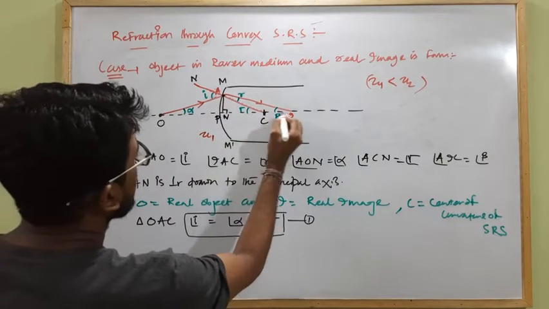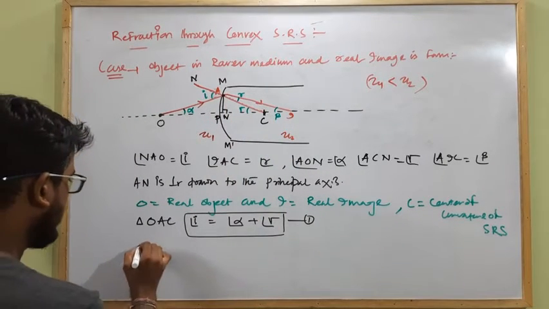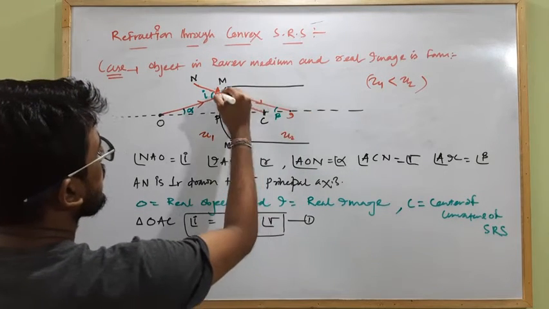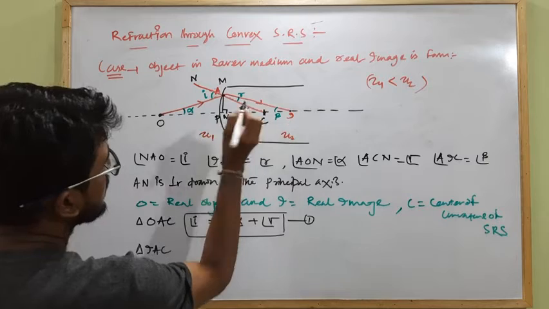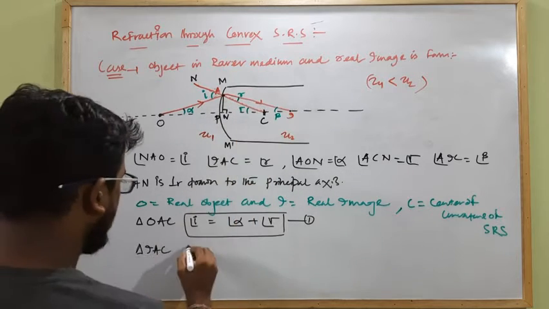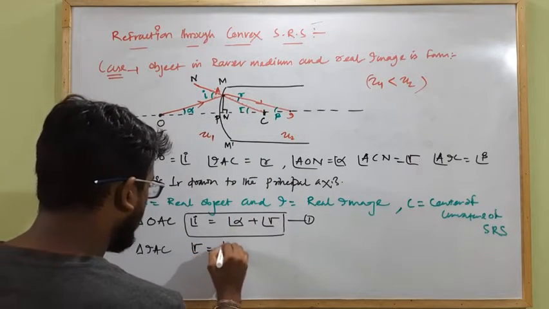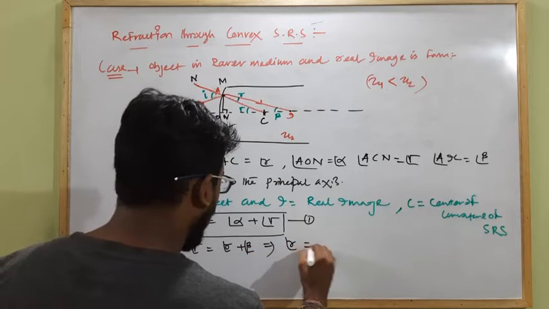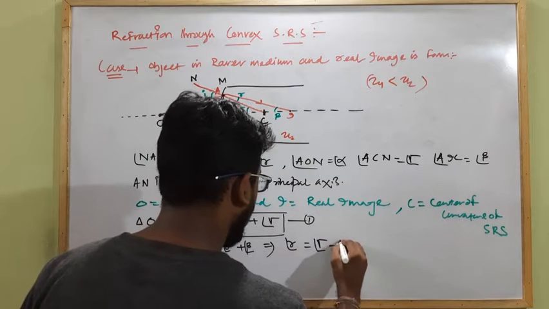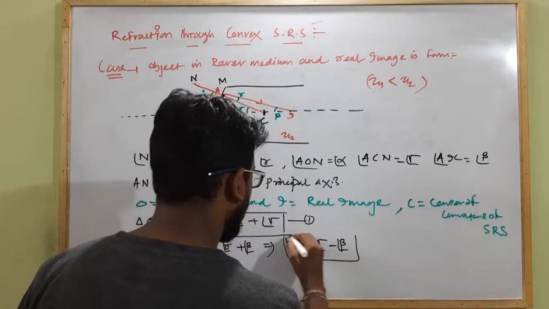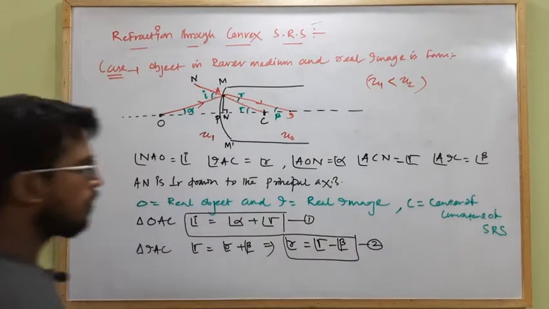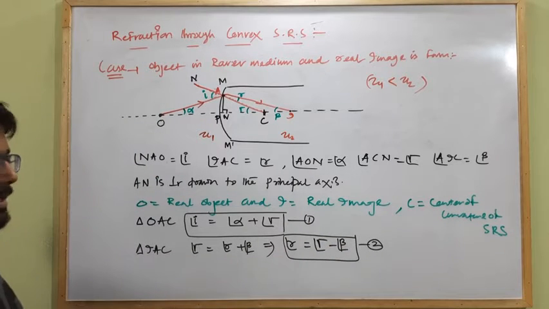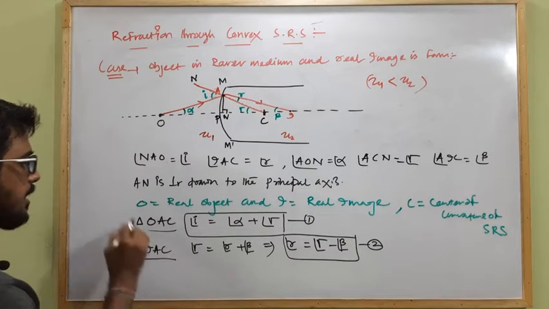Similarly, in triangle IAC, gamma is the exterior angle, which is equal to R plus beta. Gamma equal to R plus beta. So from this I can write angle R equal to gamma minus beta. Let it be equation 2. Clear? Where I equal to alpha plus gamma and R equal to gamma minus beta from triangles IAC and OAC.